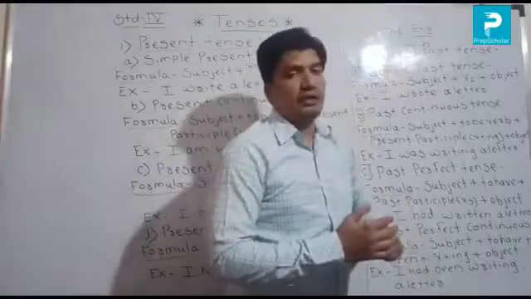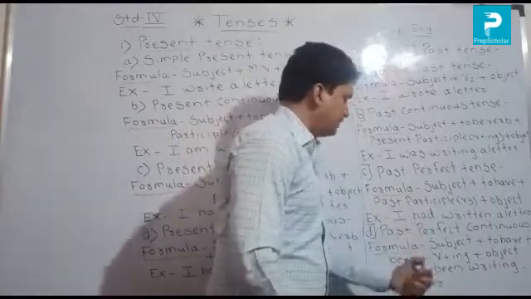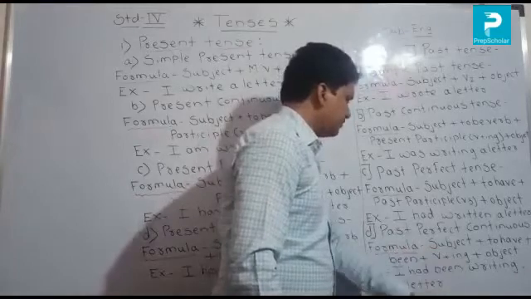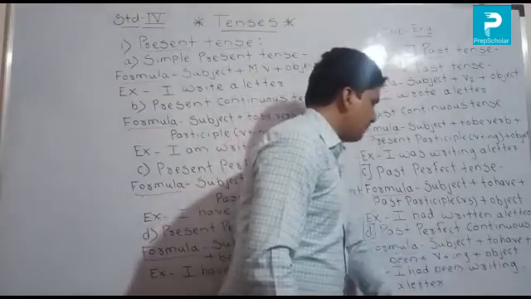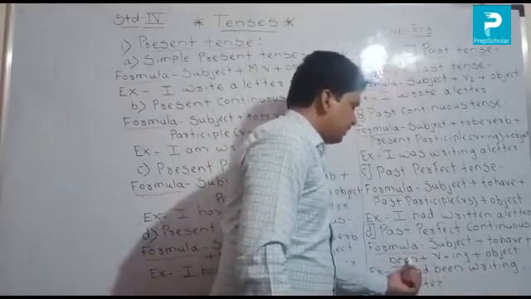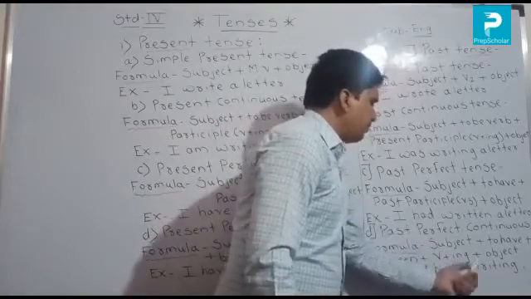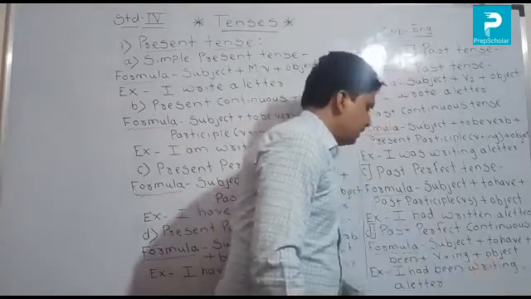So example here, I had been writing a letter. I had been writing a letter. So I is a subject. Had is a to have past verb. Then been is been. Writing is be plus ing, and the object is a letter.